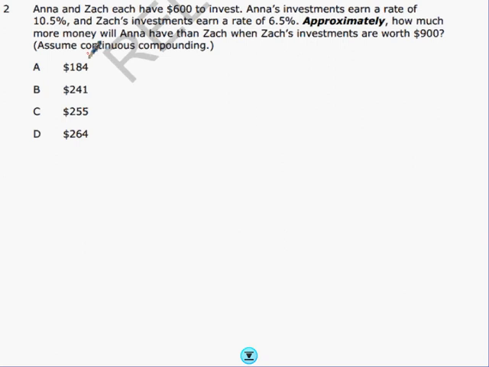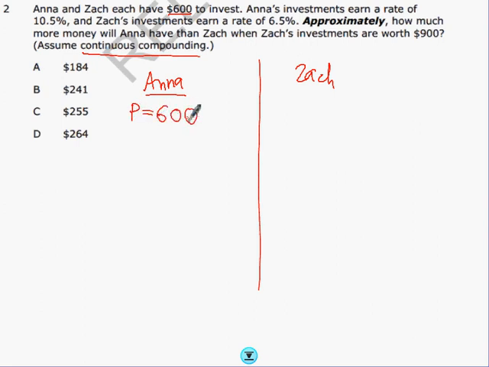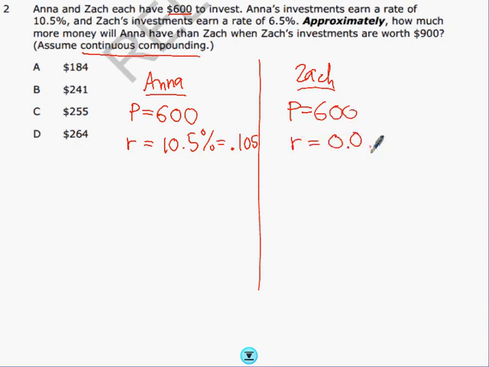Okay, we are continuously compounding interest. That means we're going to use the PERT formula. Two people are investing, Anna and Zach. They're both investing $600. They just have different rates of interest. So Anna, the principal she has is $600. The rate is 10.5%, which we'll write as 0.105. And Zach, on the other hand, also has a principal of $600, but his rate is much lower, 0.065.